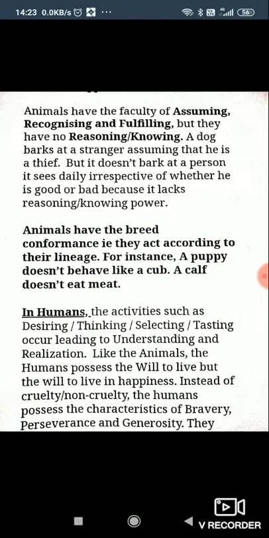Animals have breed conformance; they act according to their lineage. For instance, a puppy doesn't behave like a cub, and a calf doesn't eat meat.